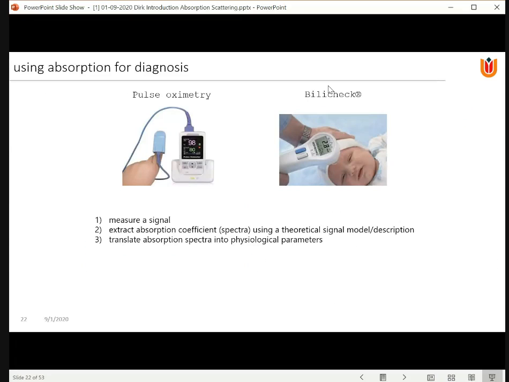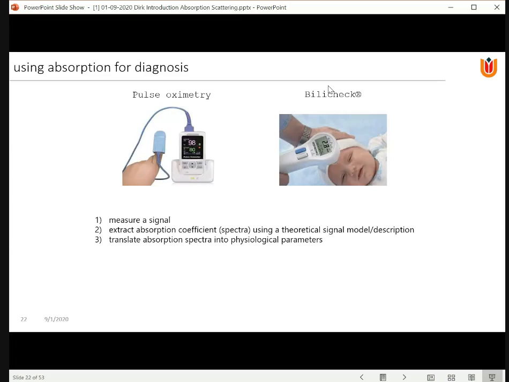All right, but now back to absorption. Let's say we want to use absorption for diagnosis, and here you can see two clinically important examples. One is pulse oximetry, the thing for your finger. The other one is a bilirubin meter, which is used in the neonatal clinic to measure bilirubin levels in newborns.